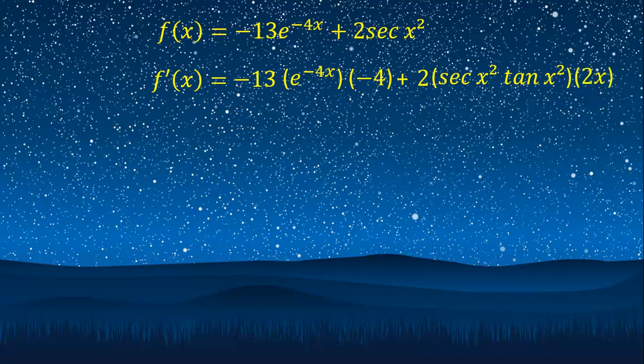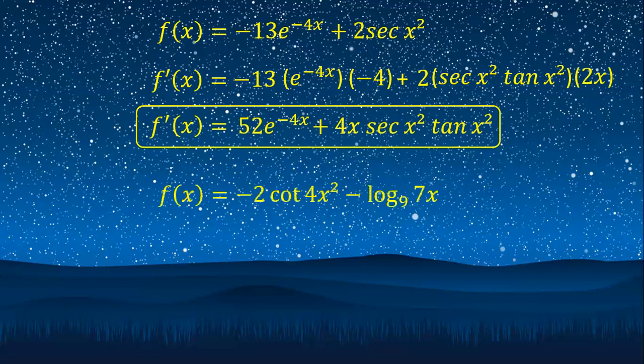Next, we will simplify. So f'(x) = multiplying negative 13 e to the power of negative 4x and negative 4, the result is 52 e to the power of negative 4x. Then multiplying 2 secant x squared tangent x squared and 2x, the result is plus 4x secant x squared tangent x squared.